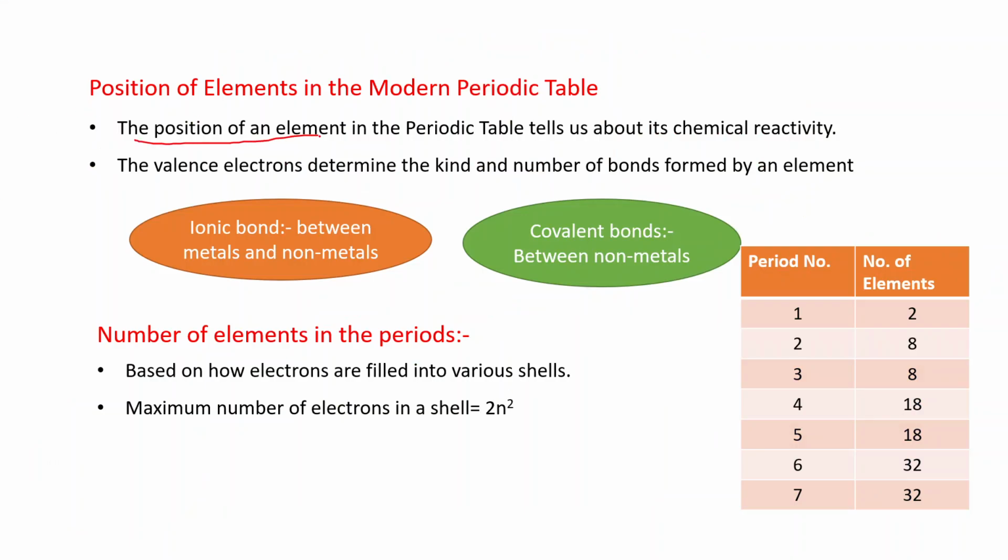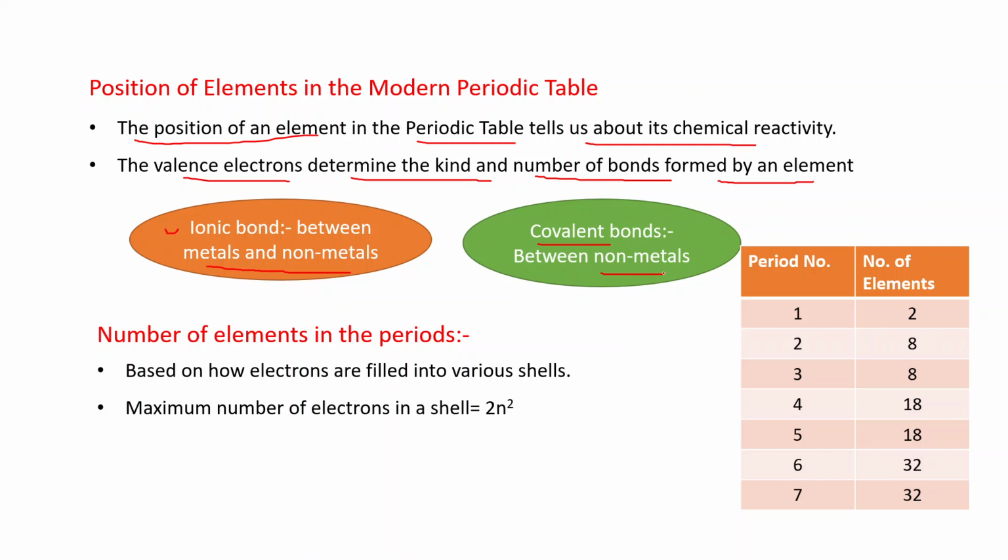Now the position of an element in the periodic table tells us about its chemical reactivity. The valence electrons determine the kind and number of bonds formed by an element. We have discussed the formation of ionic bond and the formation of covalent bond. Ionic bond is formed between metals and non-metals, and covalent bond is formed between non-metals.